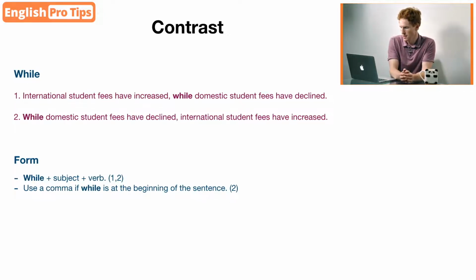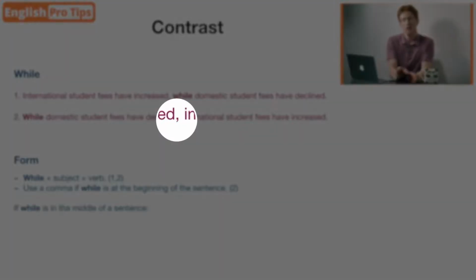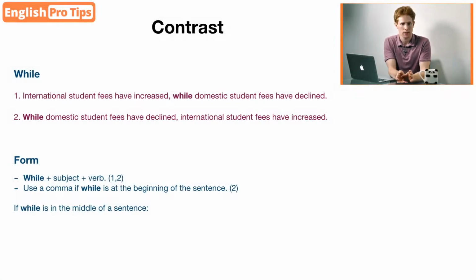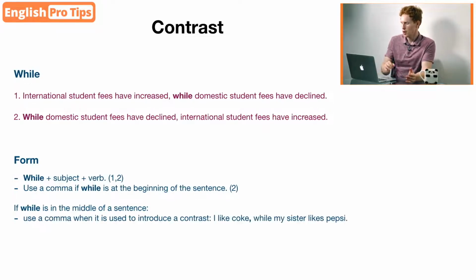So we can see that in sentence number 2. If while is in the middle of a sentence, we sometimes put a comma, but it depends on the meaning. So we put a comma when it is used to introduce a contrast. For example, I like Coke while my sister likes Pepsi. So here while is a bit like nevertheless or however.